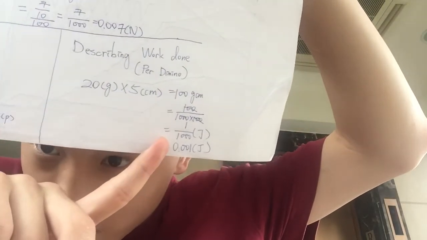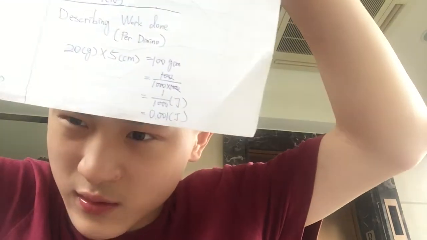And next I'm going to talk about the work done in joules, and I'm going to calculate per domino. This means per domino what work has been done, and the work is W equals mass times distance. One domino weighs 20 grams and 5 cm. If I multiply it, I will get 100 g times cm per domino. This equals 1 divided by 1,000 joules, which equals 0.001 joules. And yes, this is my talking part.